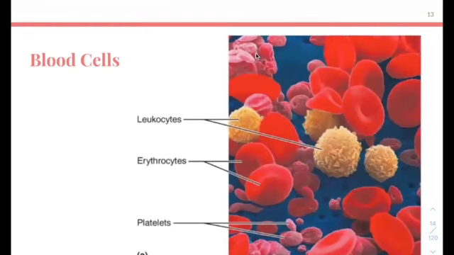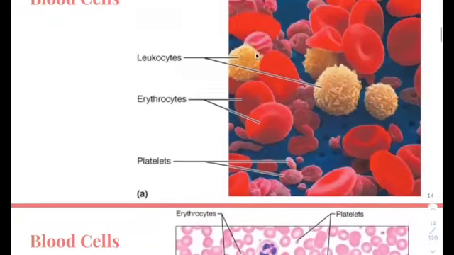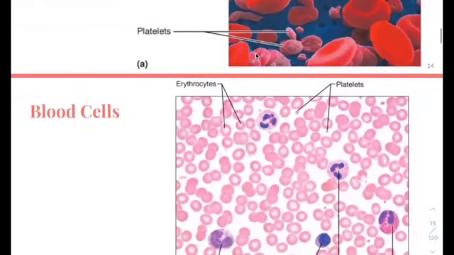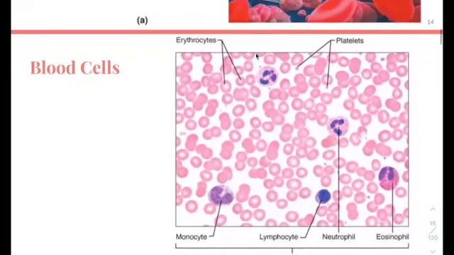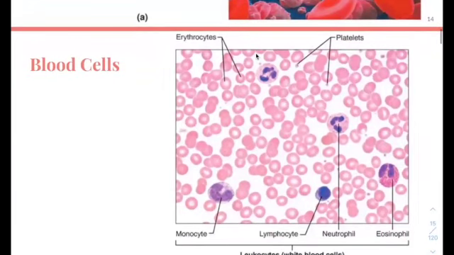under an electron microscope, a micrograph. You can see the 3D structure, you can see the different white blood cells or leukocytes, and you can see the little pieces of platelets floating around in the blood. And this is what we see in the microscopes in the classroom or in the lab.